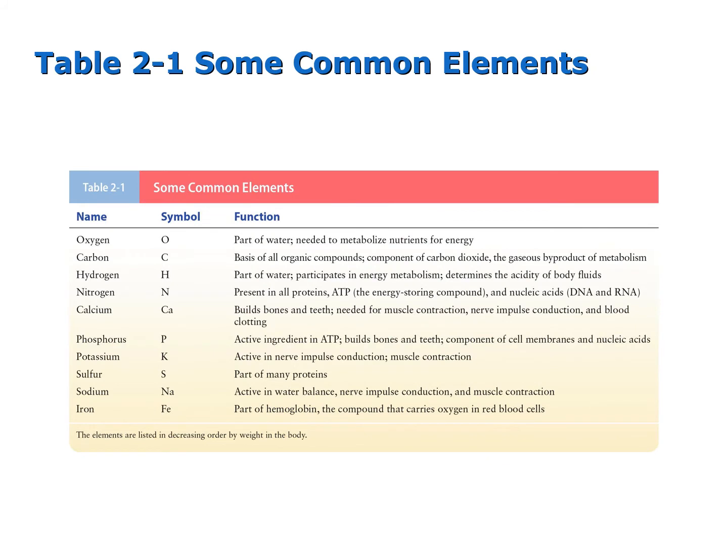Let's review some of the most common elements that we have in our body. Oxygen, the symbol is O. Definitely part of the water. It's probably the most commonly known. H2O is the formula of water. It's needed in our body to metabolize nutrients for energy.